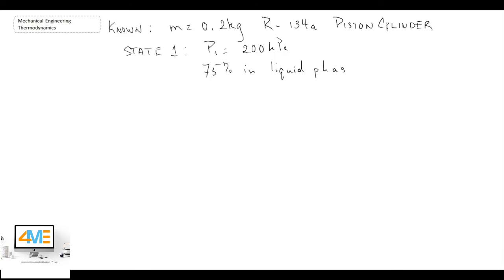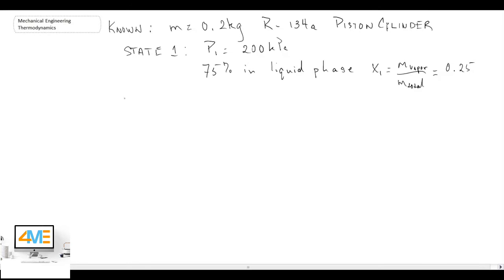So from that, we can immediately determine the quality. And recalling the definition of quality, we said that it was the mass of the vapor to the mass total. So that would mean that if 75% is in the liquid phase, 25% is in the vapor phase. So the initial quality for this problem is 0.25.